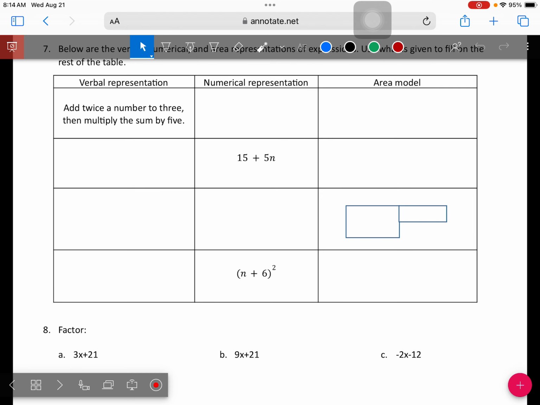Okay? So for the first row of this table, it says add twice a number to 3, then multiply the sum by 5. Let me read that again. Add twice a number to 3, then multiply the sum by 5. So what would that be as a numerical representation?